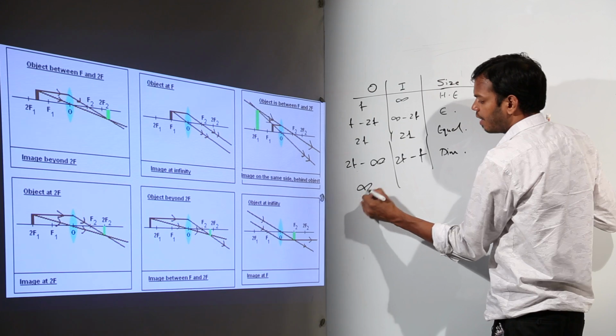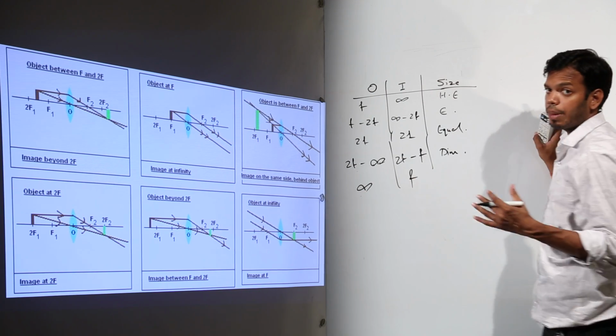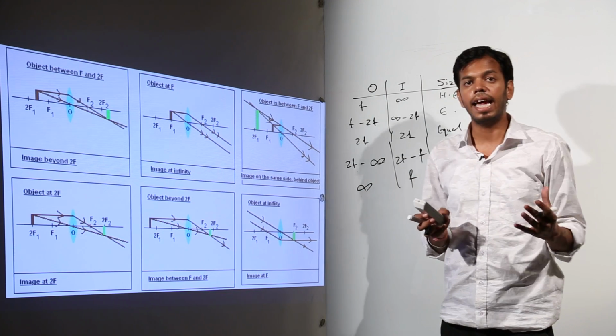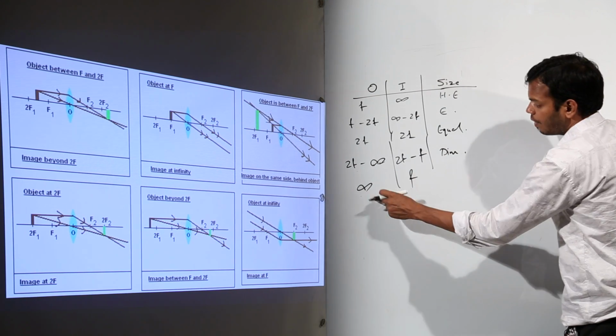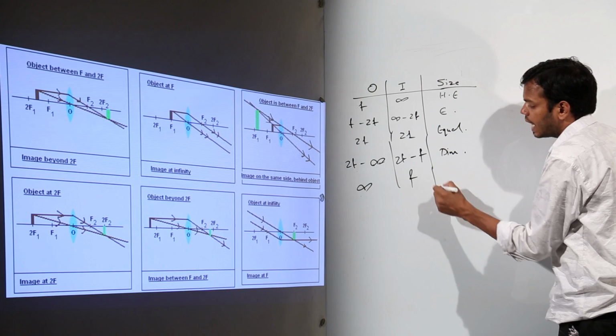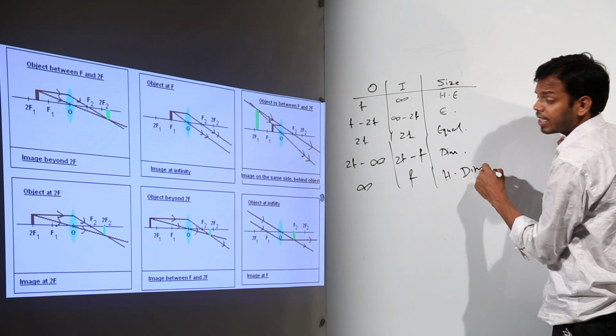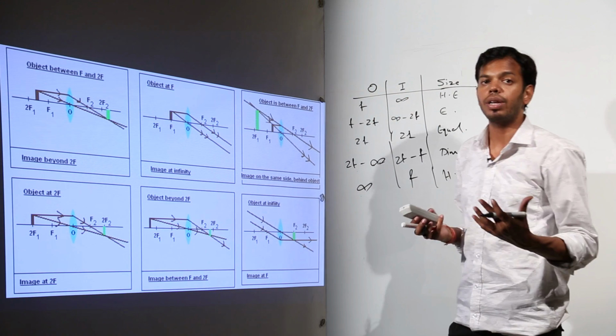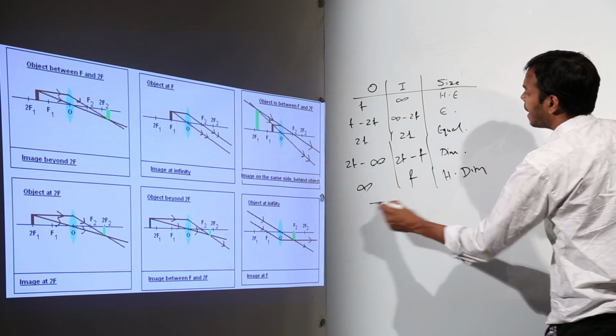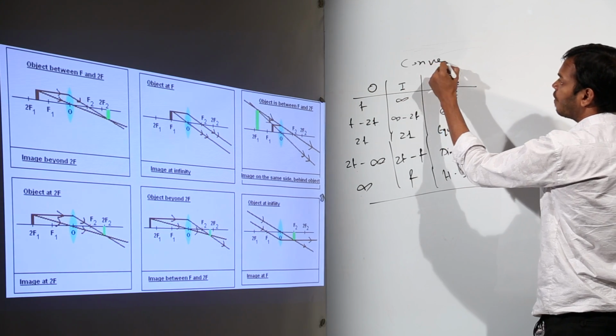Lastly, if you place it at infinity, all the rays which are coming from infinity are supposed to come parallel, and the parallel rays meet at the focus. That means the image is forming at the focus. So infinity is forming at the focus, highly diminished, because all you are getting is a point image. You are not even seeing a height of the image, it's a point image, so it is highly diminished. This is the pattern which is followed by a convex lens.